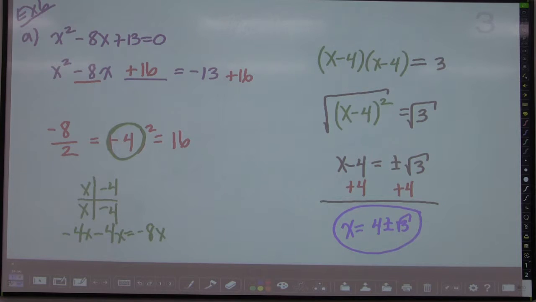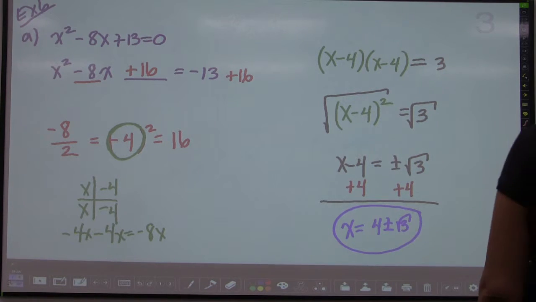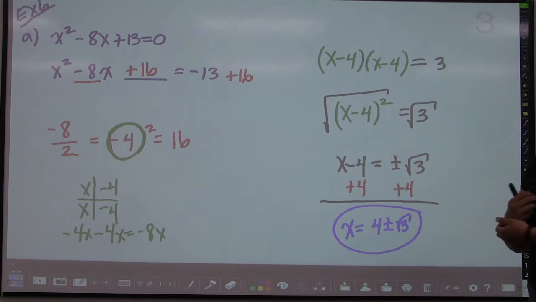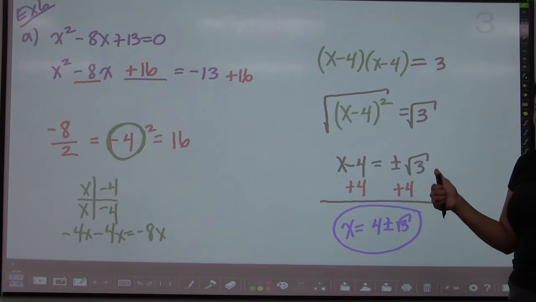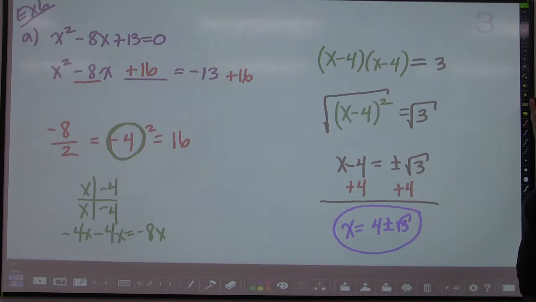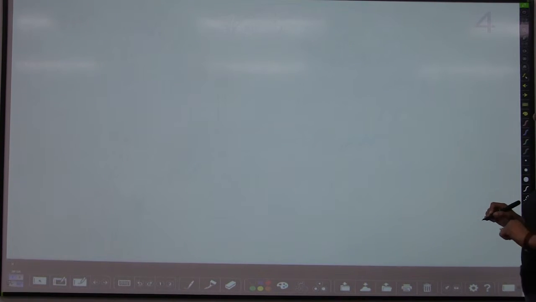Alrighty? So now, are you guys okay with that? You understand the process? I am. Move the constant over. Take the middle term, divide it by 2. Square the result. Add that to the blank. Factor. Solve. Yay. Alright, well, now we're going to make things just a little bit more complicated.